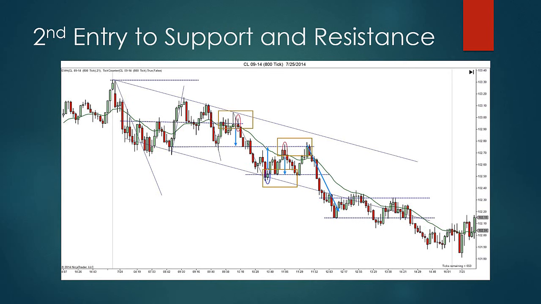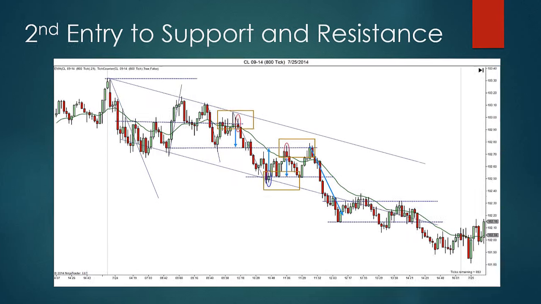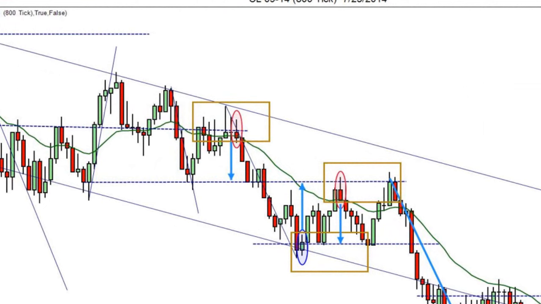Second entry to support and resistance. The ones I've got circled are the second entries. The stop would be below or above, either the short or the long, with the target being toward the double bottom or the area of what I see as support or resistance. Just again, a visible reference. So let's take a look at this first one here. If you see this for a second entry, this is the reverse count.